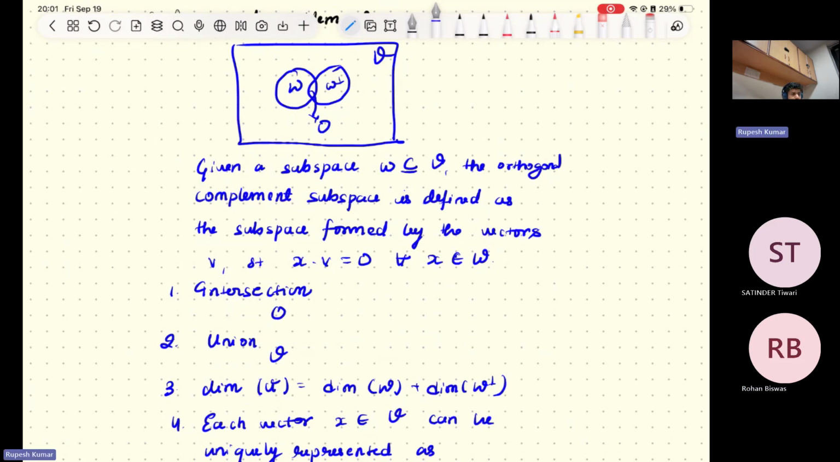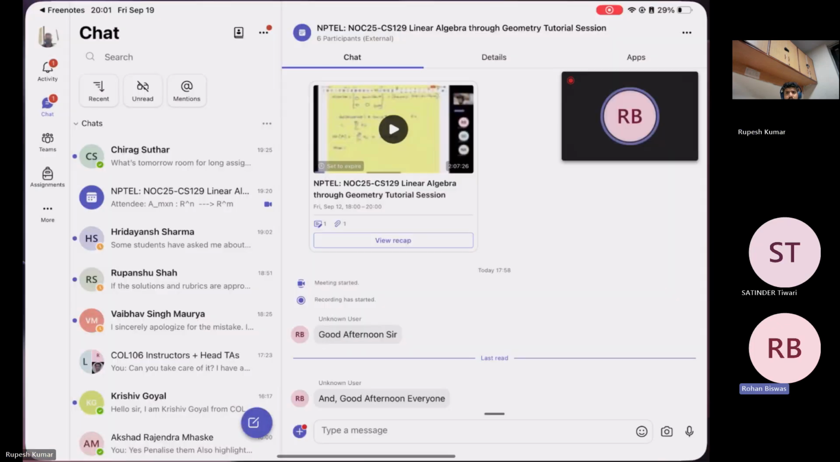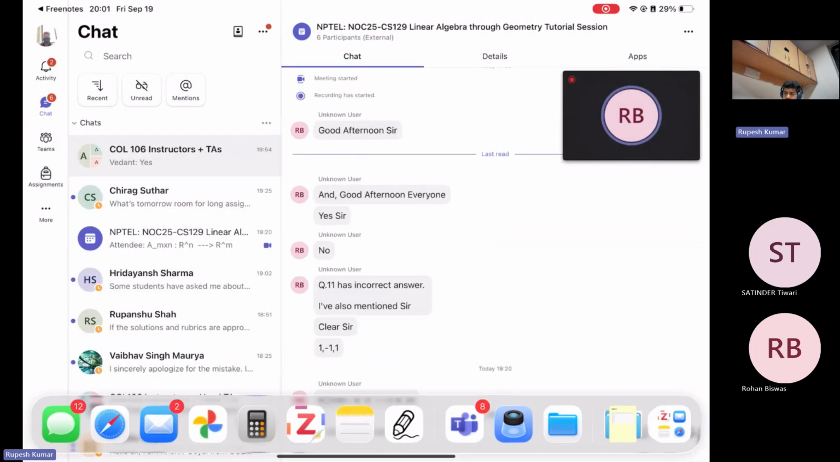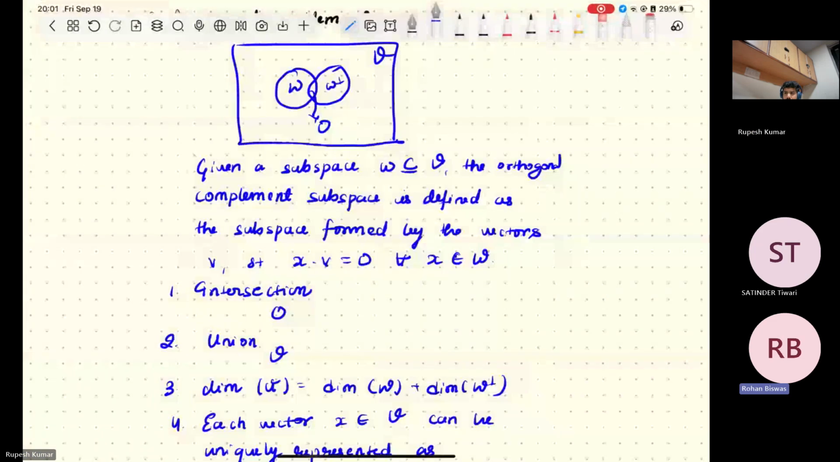Yeah, yeah, yeah. But I'm not taking the z-axis. Hello, hello, sir. Yeah, yeah. Can you hear me now? Yeah, you are audible.